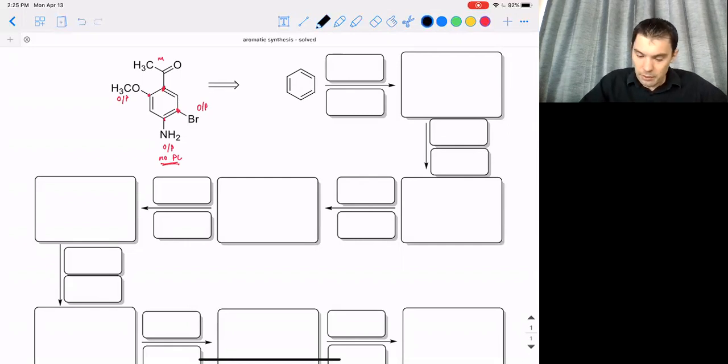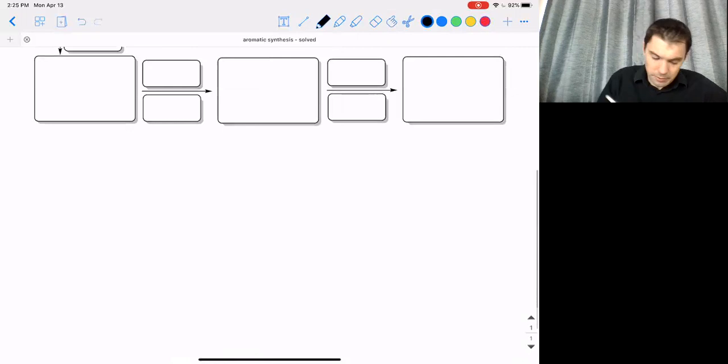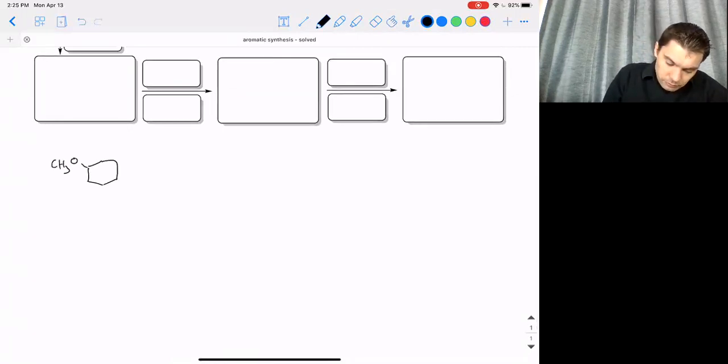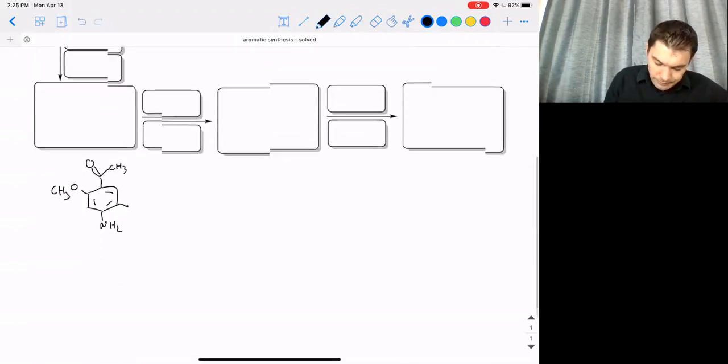One of the things I like to do when thinking about it is, I'm just going to scroll all the way down to the bottom here so that we can chat through some of this. Redraw the structure. Bromine, chlorine, bromine. All right.